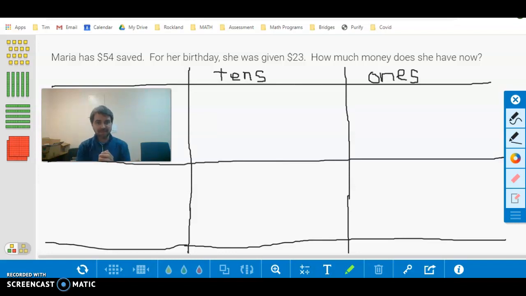place today. Okay, so we have a problem here which says Maria has $54 saved. For her birthday, she was given $23. How much money does she have now? So we'll start with a basic problem, $54.